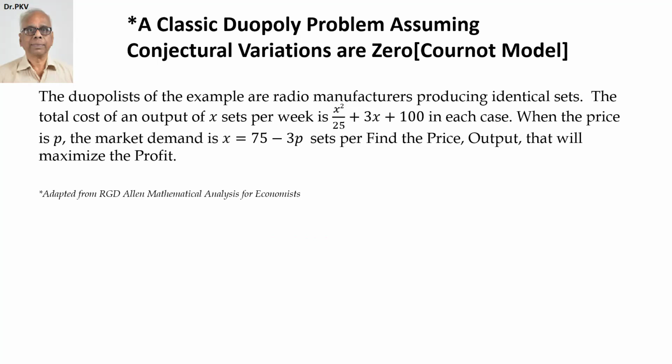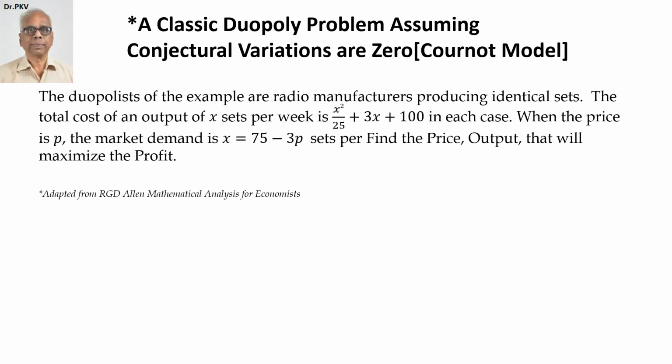This problem is adapted from R.G.D. Allen, Mathematical Analysis for Economists. And for the sake of simplicity, let's assume the outputs are numbers as it is given, sets, and the price is in dollars. You will have to find out the price output that will maximize the profit.